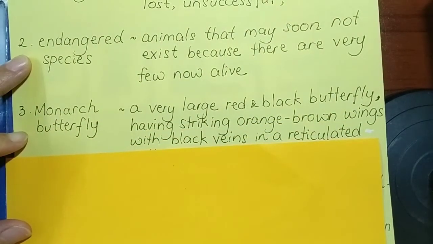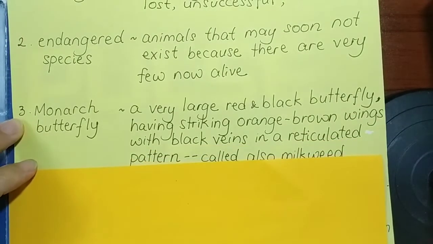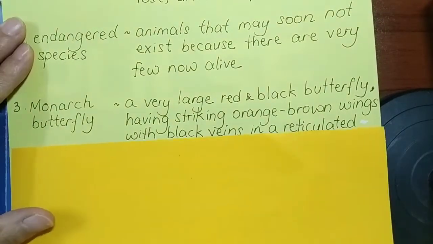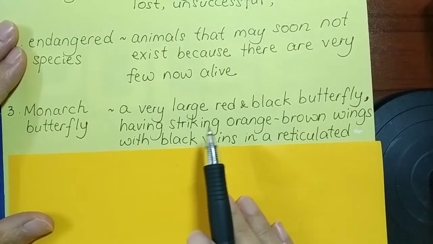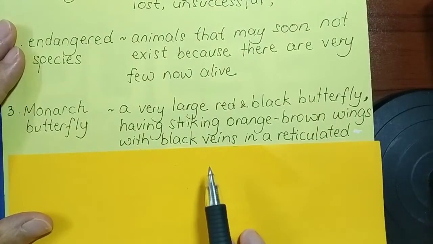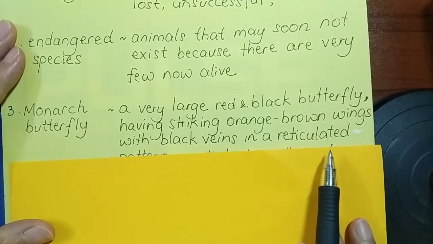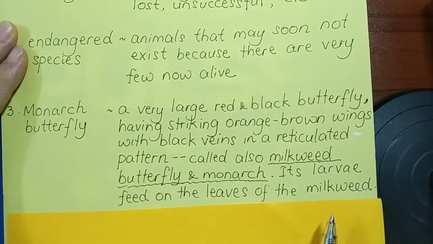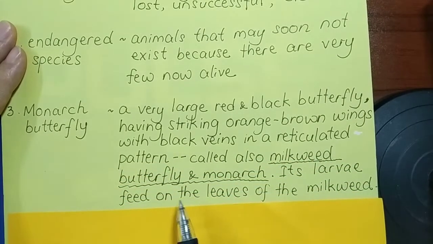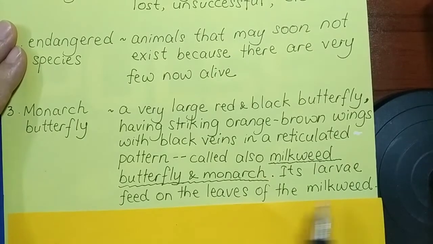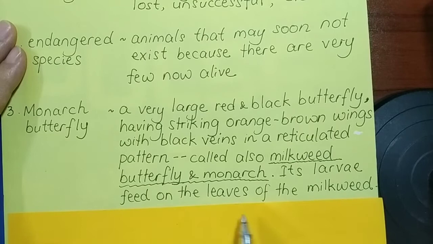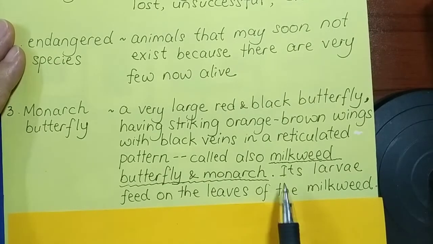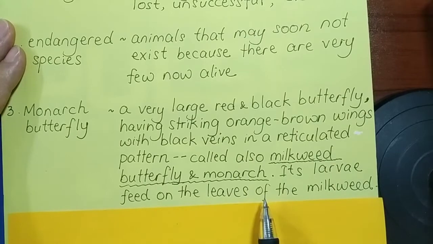So the second is a phrase, the third is a phrase. What does monarch butterfly mean? It means a very large and black butterfly having striking orange-brown wings with black veins in a reticulated pattern. It is also called milkweed butterfly and monarch. Its larvae feed on the leaves of the milkweed. Milkweed is a type of plant, so therefore monarch butterfly is also called milkweed butterfly.